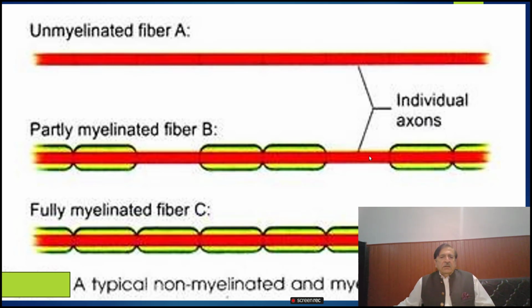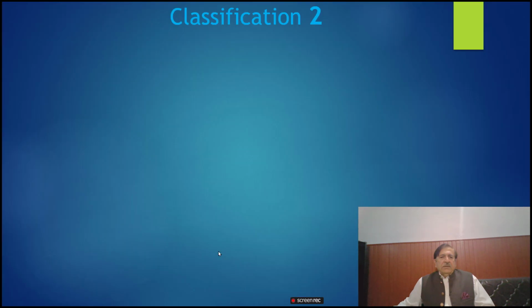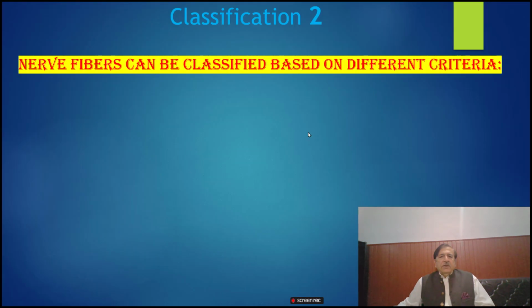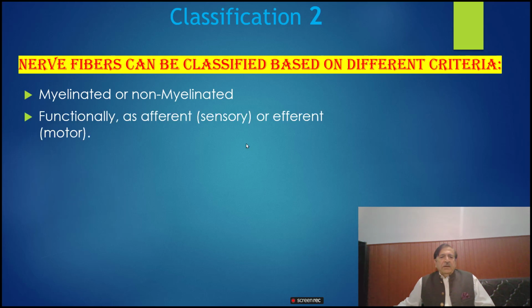There are three types of nerve fiber. The first one is unmyelinated. It has no myelin sheath. The second one is partially myelinated fiber. In some areas they are unmyelinated and in some areas they are myelinated. Classification 2: nerve fiber can be classified based on different criteria: myelinated or non-myelinated.